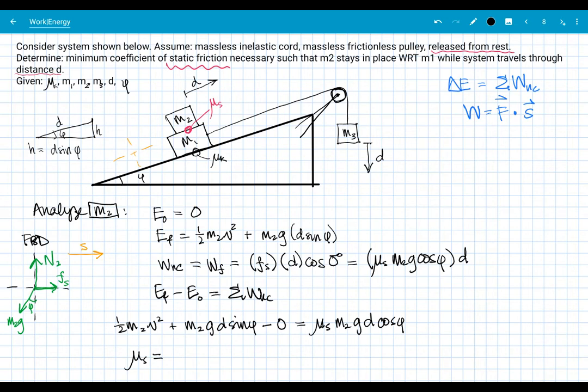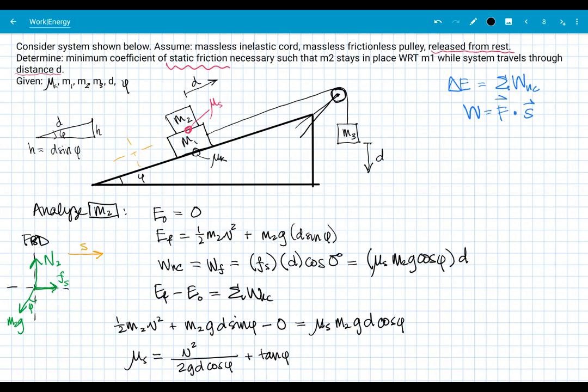So a little bit of algebra there. When I solve for mu sub s, I'm going to get v squared over 2 g d, cosine phi plus tangent phi. All right, so am I done? Well, no, because d is given, phi is given, but v is not given. Oh man. Okay, so we need to find that.